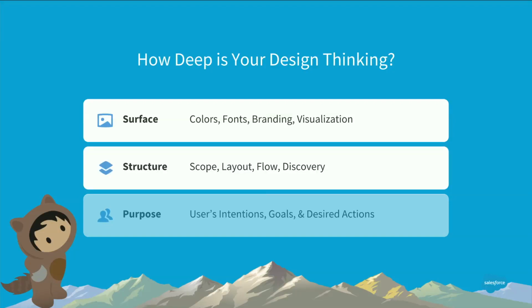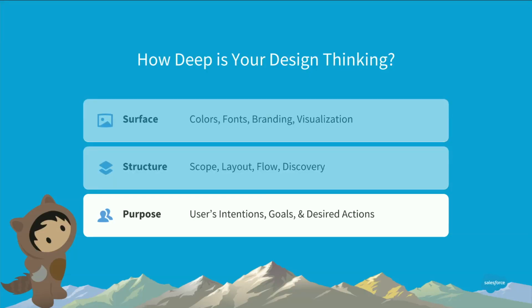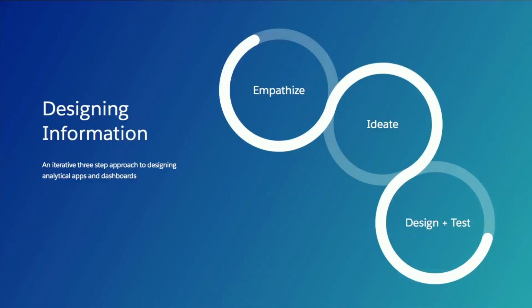The next layer we talk about is structure, sort of the scope of the application that you're designing, the layout, the flow between the pages, and how people discover those pages. But at the base layer, the most important thing that you really should spend 80% of your time figuring out is the correct purpose, your users' intentions, their goals, and their desired actions. And that's really where you want to just nail that first. That's the foundation that you're going to build all of good designs on.